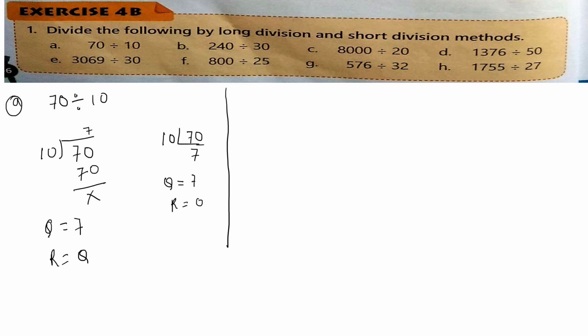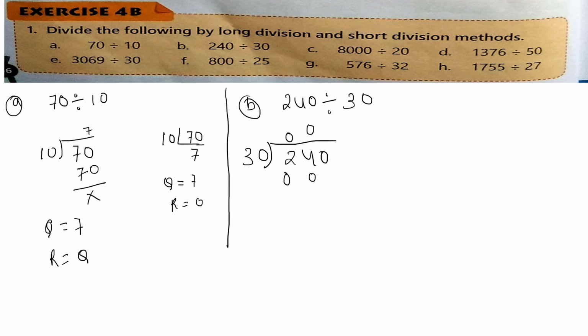Now number B. So 240 divided by 30. So we cannot do by this. So 0. Yes or no? 2 is smaller, so we will write here 0. Now again we cannot do with this 4, so again we will write here 0. Yes or no? So now we will take the number.